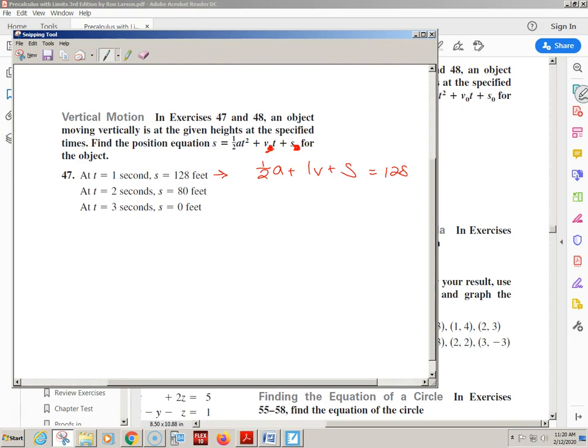I just need to keep plugging in. So you're going to have 3 of them. Yeah, this one's going to equal 80. See it? And then I'm going to have my system. Now I'm going to have to plug in like 2. 2 squared is 4. 4 over 2 is 2.